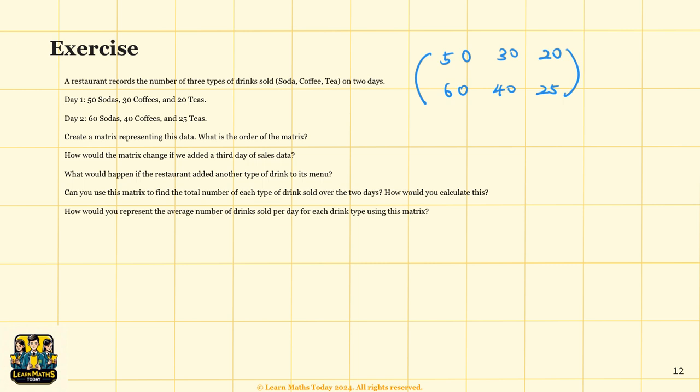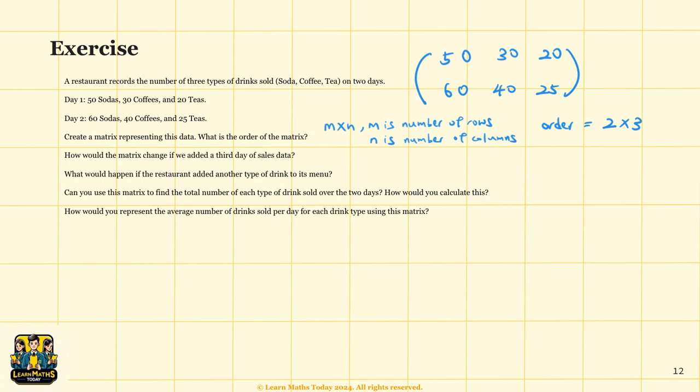What is the order of this matrix? The order of a matrix is given by m by n, where m is the number of rows and n is the number of columns. In this case, there are 2 rows and 3 columns. So you can say that the order of the matrix is 2 by 3.